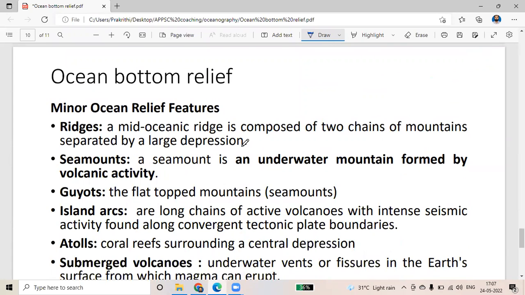ये भी question पूछ सकता है. Some of the important oceanic reliefs, minor oceanic reliefs, that are seen here. One is the ridges.